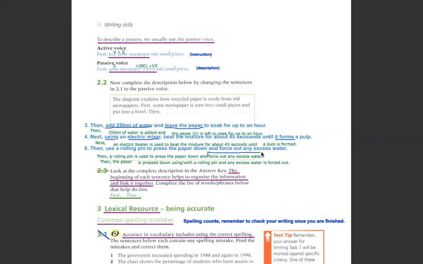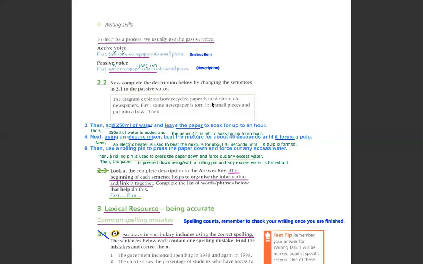So it's possible to use the passive for this part of the sentence as well. So you could say to press the paper down and any excess water is forced out. Okay, so for the first sentence, both of them are possible, but for the second sentence, only the passive is possible over here.